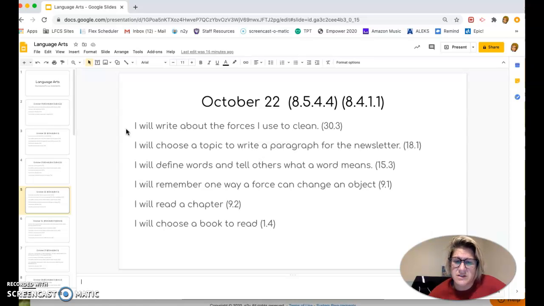I will define words and tell others what a word means. Again, those definitions and those vocab words that we've been working on. I will remember one way a force can change an object. I will read a chapter and I will choose a book to read.